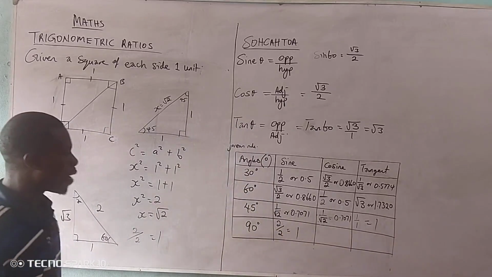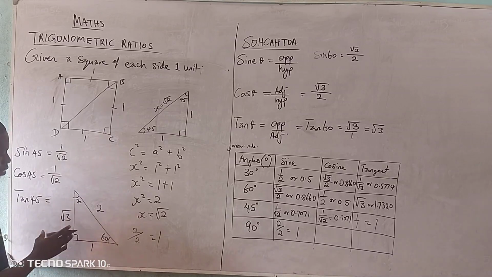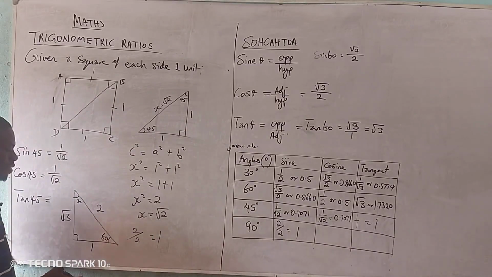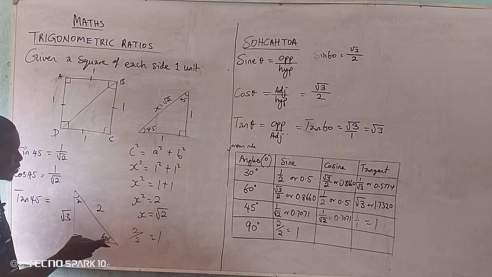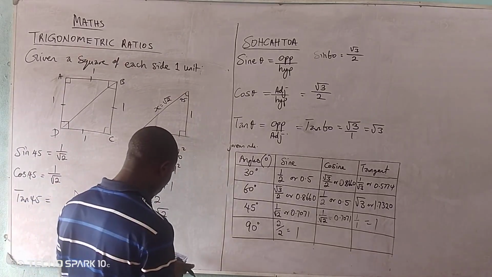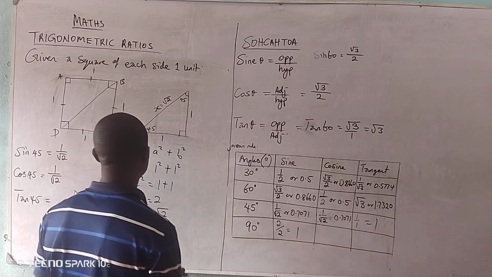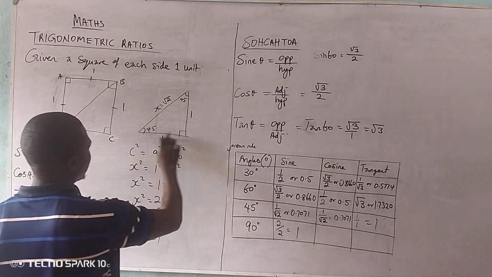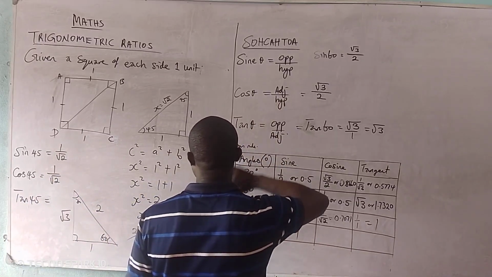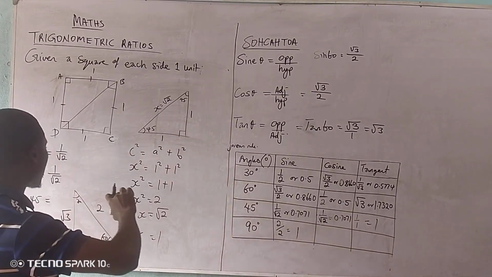So let's find our cosine 90. Cos 90 is equal to adjacent over hypotenuse. So what is our adjacent? This is adjacent of 90, adjacent of 90. So cos 90 gives us 0. Cos theta is equal to adjacent over hypotenuse, so when we divide adjacent by hypotenuse, it will give us 0.